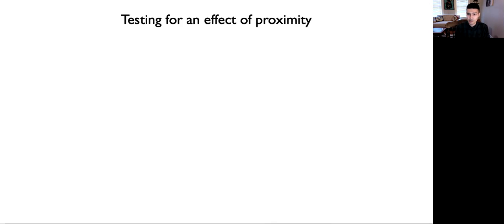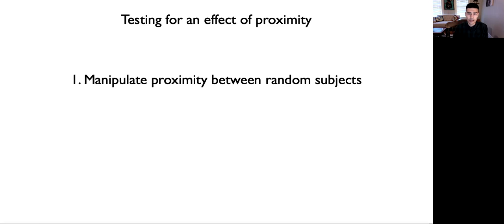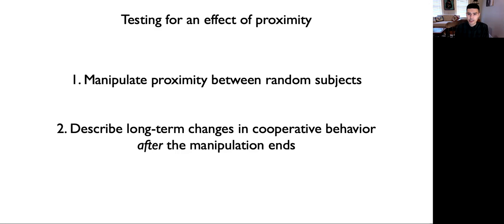To actually test this hypothesis experimentally, there's two main things that need to be done though. First, you need to, of course, manipulate proximity between random subjects, preferably non-kin strangers. And second, you need to describe long-term changes in the cooperative behavior of these subjects after the manipulation ends. So the keyword here being after.